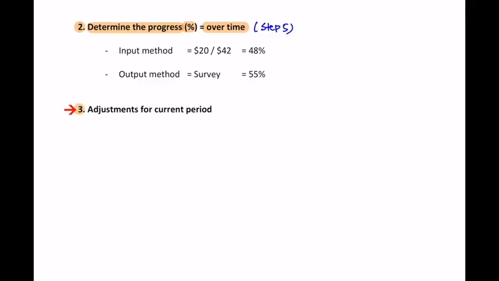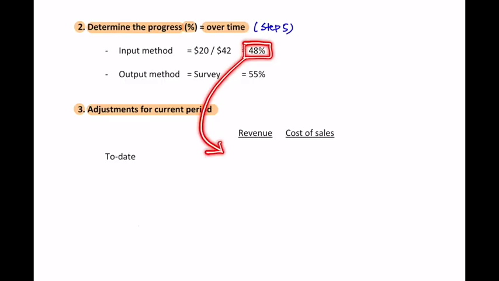Next, we consider step 3, the adjustment for the current period. We need to know the revenue and cost of sales to be recognized in the profit and loss for the year. The approach is we have to consider cumulative to date how much revenue and cost of sales should be reported in the profit and loss to date. By applying the percentage that we determined under step 2, applying the 48% to the total contract price of 50, the revenue recognized to date should be equal to 24.